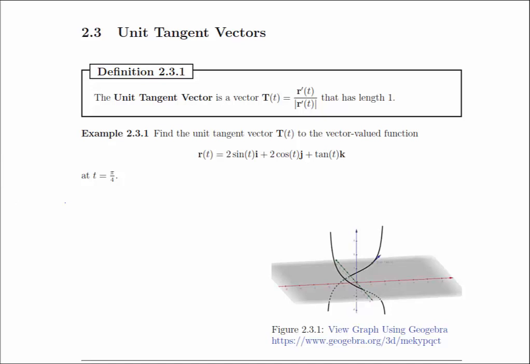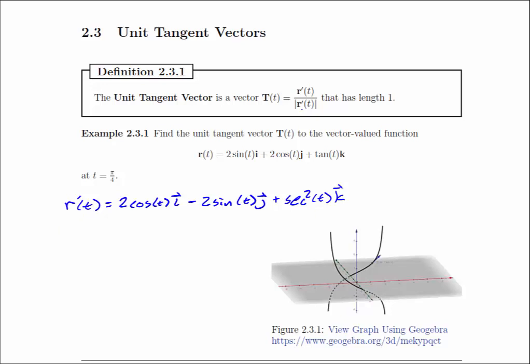So we want the derivative, r prime of t, and I'll leave this in our ijk component form. So the derivative of 2 sine of t is 2 cosine of t in the i direction. The derivative of 2 cosine of t is minus 2 sine of t in the j direction, and the derivative of tangent is secant squared in the k direction. And so this is our derivative function.